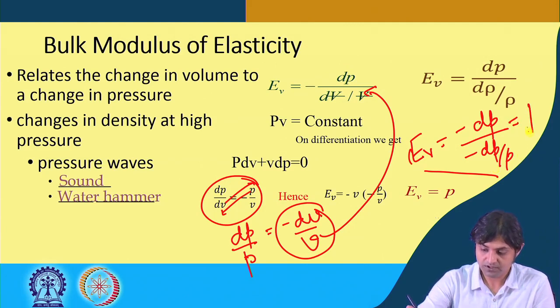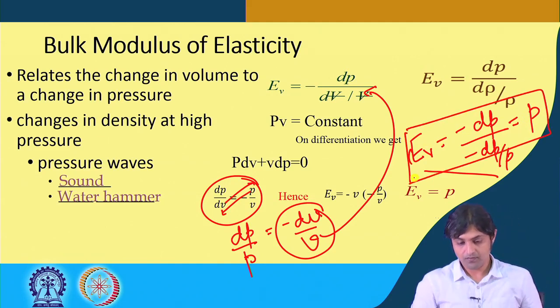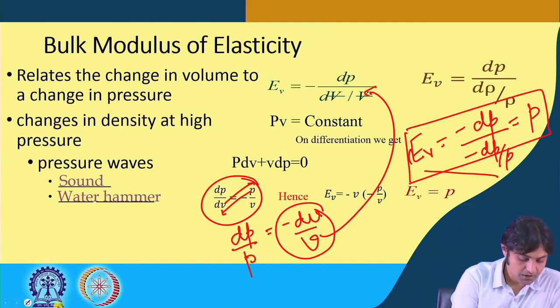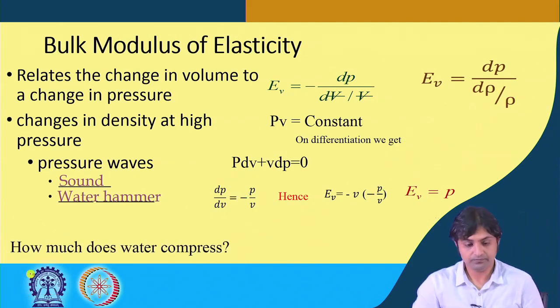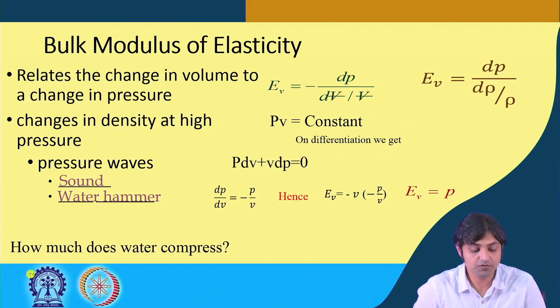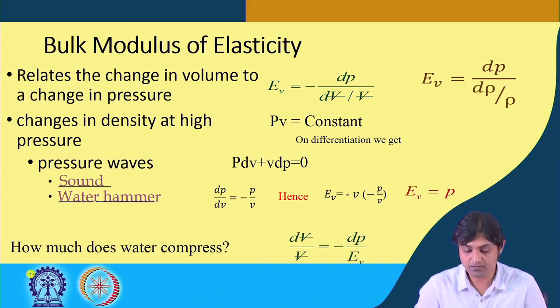So this becomes pressure. Okay, so now we proceed to the next slide. So how much does the water compress? It's the same equation, dV by V is equal to minus dP by Ev.